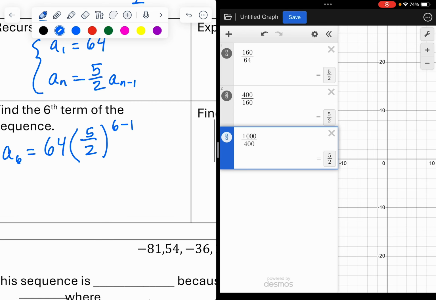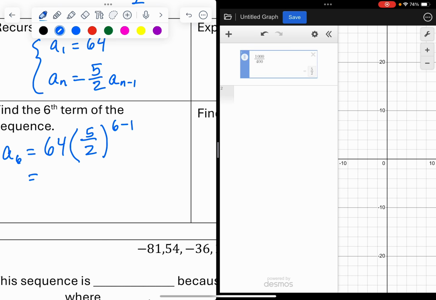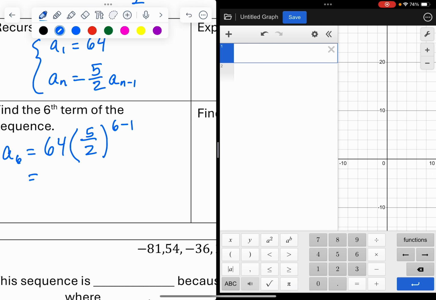So what I see is 64. I know my powers of 2. 2 to the first is 2, to the second is 4, 8, 16, 32, 64. So what I'm saying here is that 2 raised to the 6th power is 64. So this is 2 to the 6th, times 5 to the 5th, 6 minus 1 is 5, over 2 to the 5th.